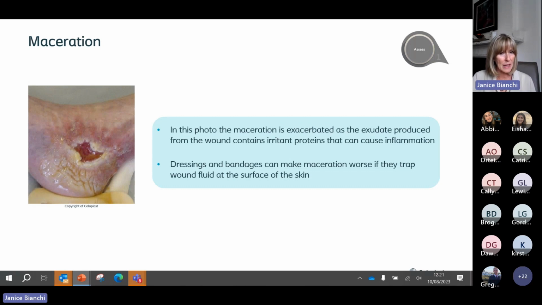The wound exudate is quite an irritant to the skin. It can cause inflammation and it can cause further breakdown. So we need to make sure that we're using a dressing which is going to take that exudate away from the wound to avoid this kind of maceration.